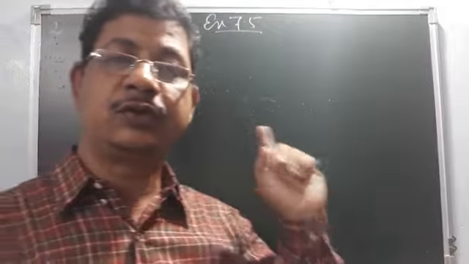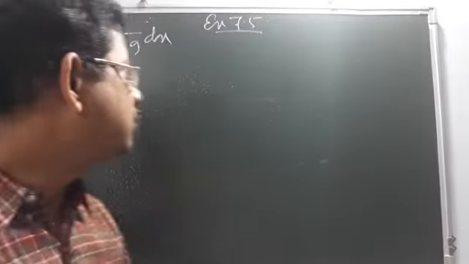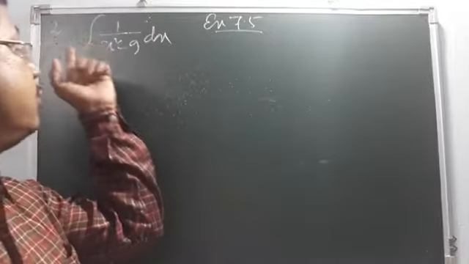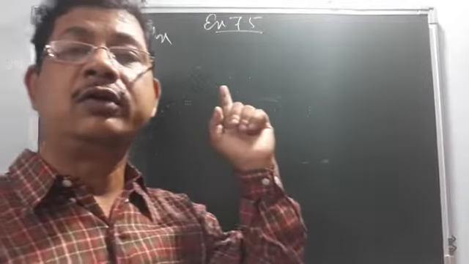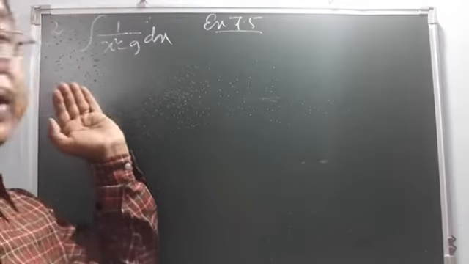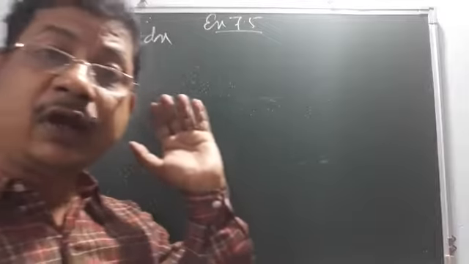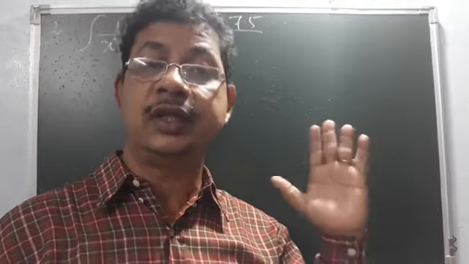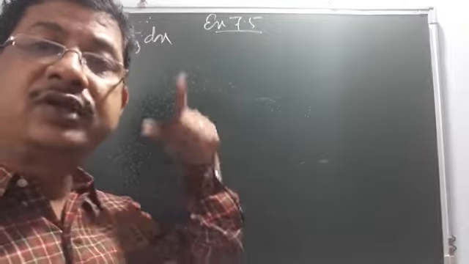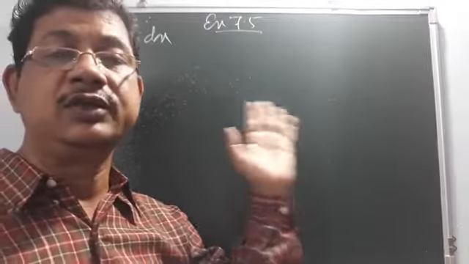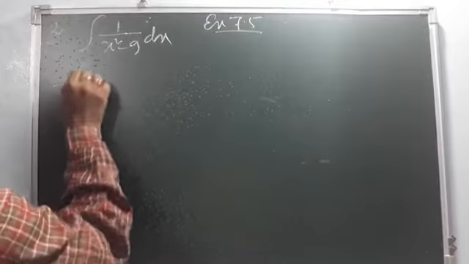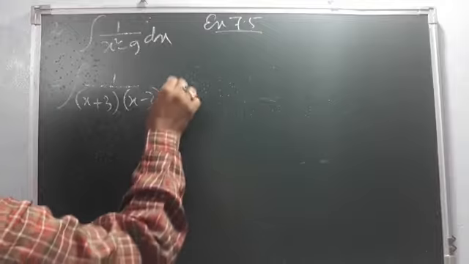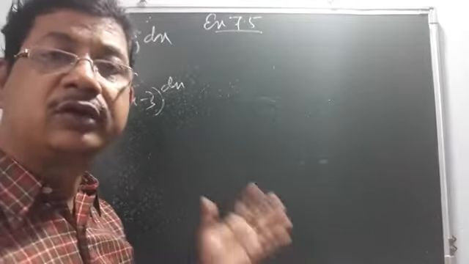Okay, now in this procedure, there is a condition. The condition is that the denominator should be in terms of some factors, and the power of x in the numerator should be less than the power of x in the denominator. Here, the condition is that the denominator can be written in factors, like x square minus 9, we can write as x plus 3 into x minus 3. Second, the power of x in the numerator has to be less than in the denominator. That is the condition. Okay. Now we can write this one as integration of 1 by x plus 3 into x minus 3 dx. So that is the condition criteria for partial fraction.